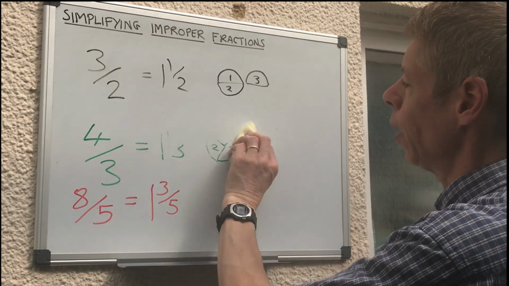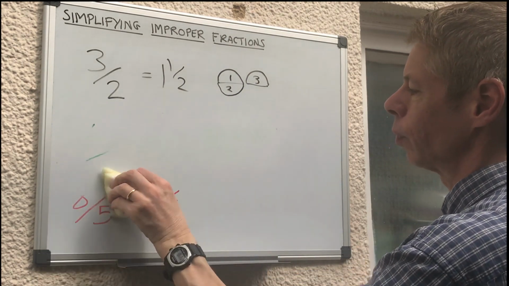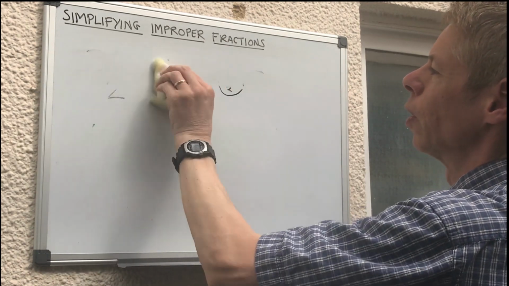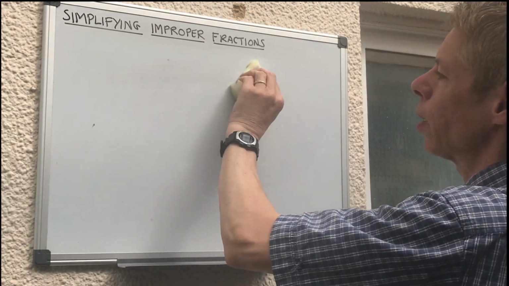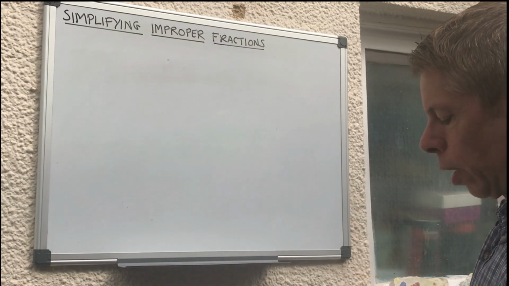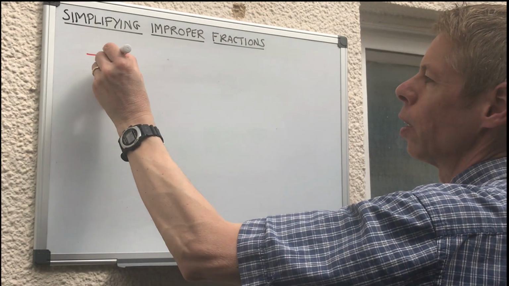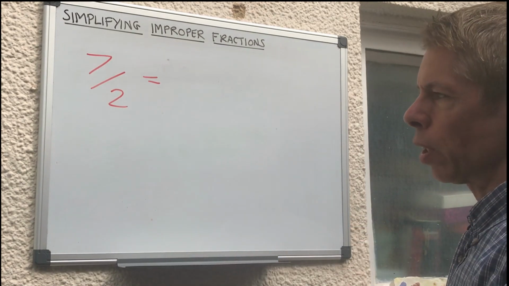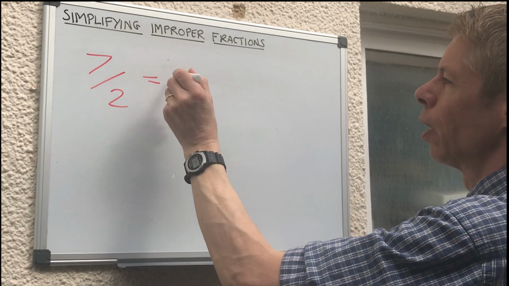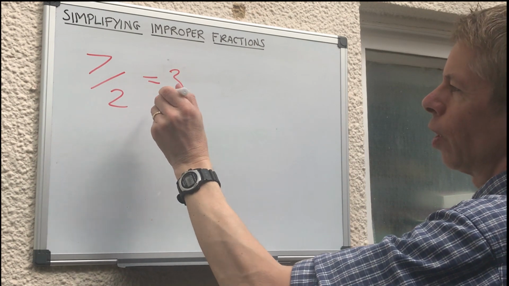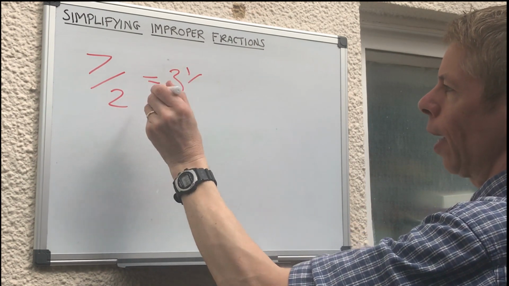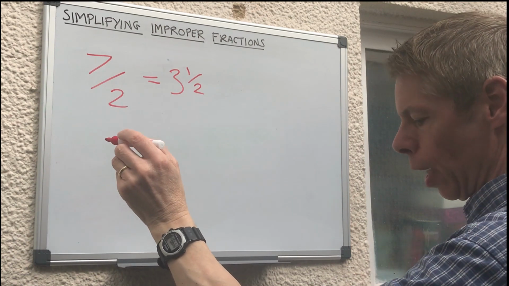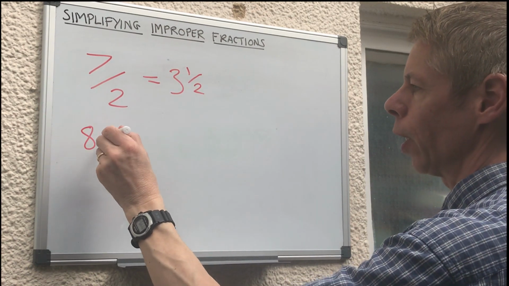So we're going to do another 3 now. Let's do 3 more. So we have 7 over 2. Using the technique we've just looked at, how many 2's in 7? The answer is 3, remainder 1. Get that number, put it there. 3.5.